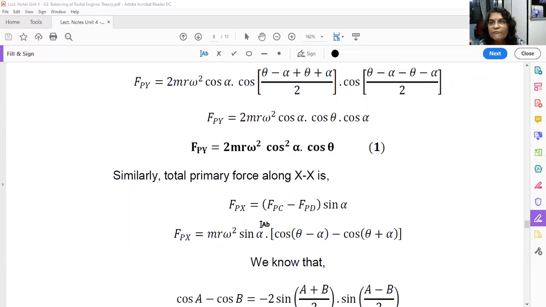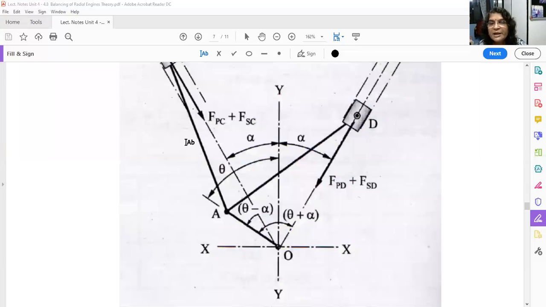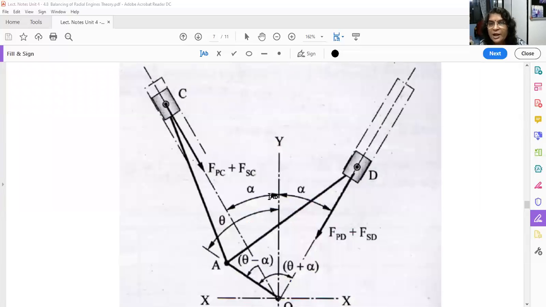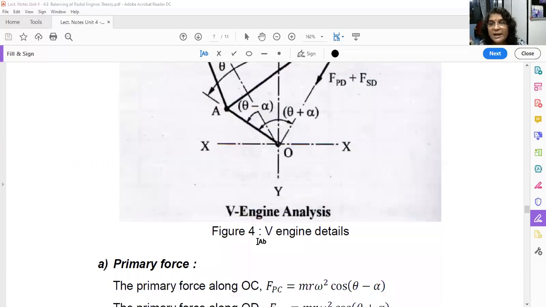Okay, now total primary force along XX, that means horizontal component. See here, we have studied, we have divided into two components, now vertical component and now horizontal component. What is the horizontal component of this force? Okay, it will be in this direction. And what is the horizontal component of this force? It will be in this direction. So both are opposite. One is towards right, other is towards left. And it's a sine component. Okay, sine theta minus alpha, theta plus alpha. So you can write down like this.